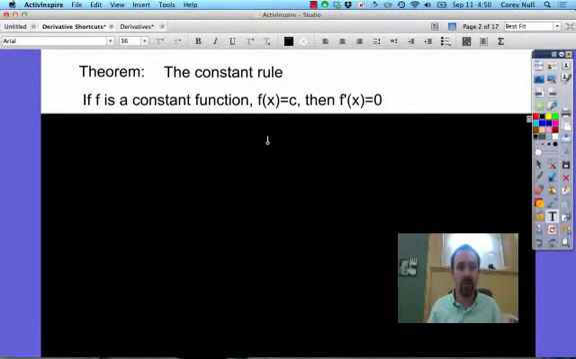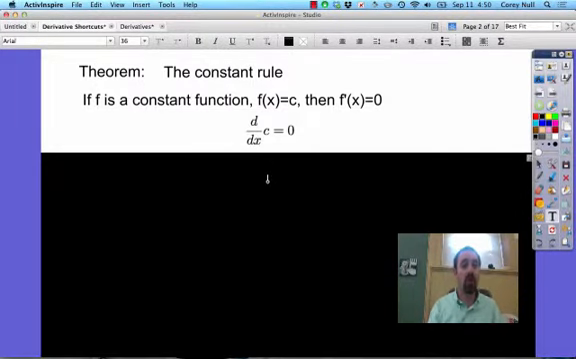Okay, theorem, constant rule. If f is a constant function, 10 or 8 or negative pi, then the derivative of that function is 0. Nothing much to say there. Okay, that's how we write it.